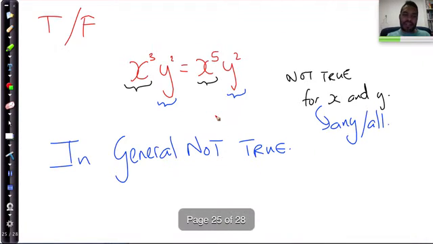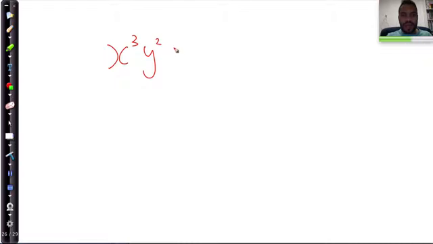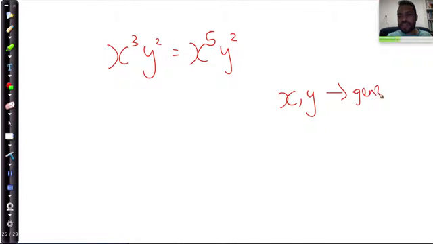So I'm going to go back to this thing over here. I said it's x cubed multiplied by y squared is equal to x to the 5 multiplied by y squared. Now, let's write it out again. It's x cubed y squared is equal to x to the 5 y squared. Now, in mathematics, x and y are considered general. We would consider these variables that can take on any number. Now, when I say any number, it means whatever number I put in there, the statement must hold true.